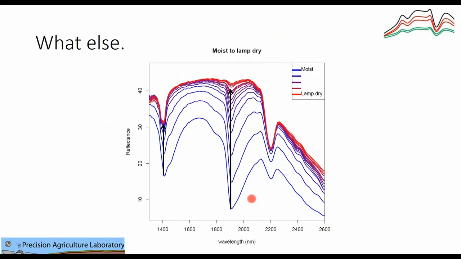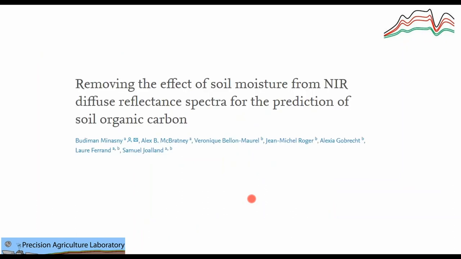What else? We found out that you can detect some contaminants, and you can predict different soil properties using multivariate methods. But what about the effect of water? Water has an incredible effect, and we saw it from before. In one of the first studies of soil moisture in the US, they found a relation between the spectral signature and the moisture content. So how can we deal with this?